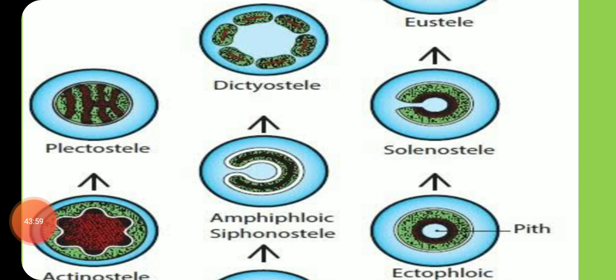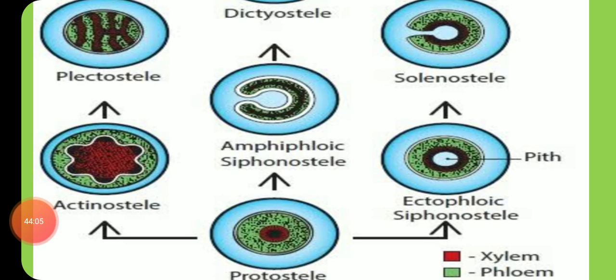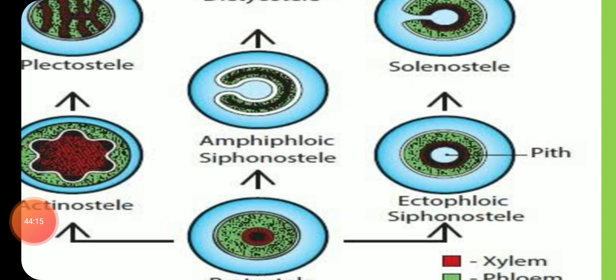Yes, first we learn about ectophloic siphonostele. See the picture: the phloem is restricted only to the external side of the xylem, and pith is present in the center. This is called ectophloic siphonostele, which is observed in Osmunda. Good example, Osmunda. Ectophloic siphonostele is a very, very important 1 mark question.